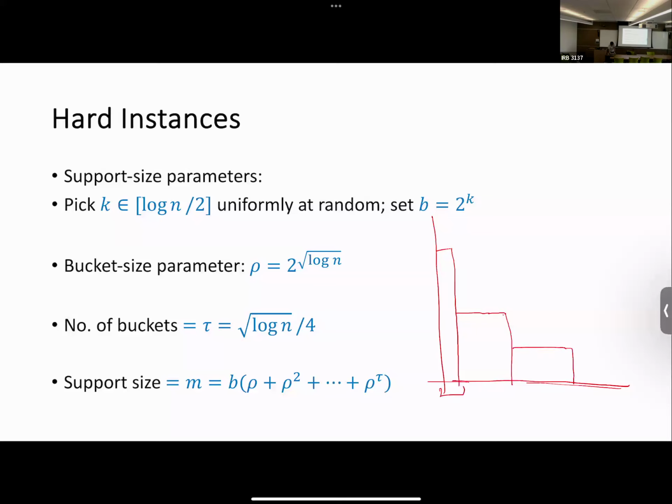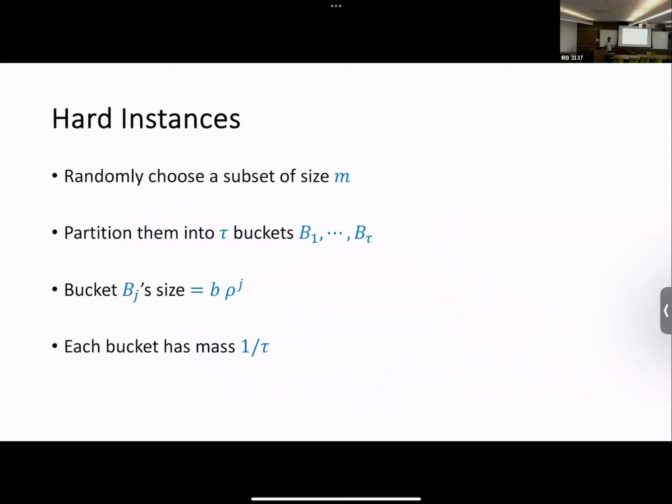So basically, we divide the whole thing into small buckets, where the bucket sizes are increasing sub-polynomially. And in all these buckets, the total probability mass is the same. So these all have equal probability mass. That's why the probability of each element in the buckets is decreasing sub-polynomially. And this is the main framework of the hard instance.